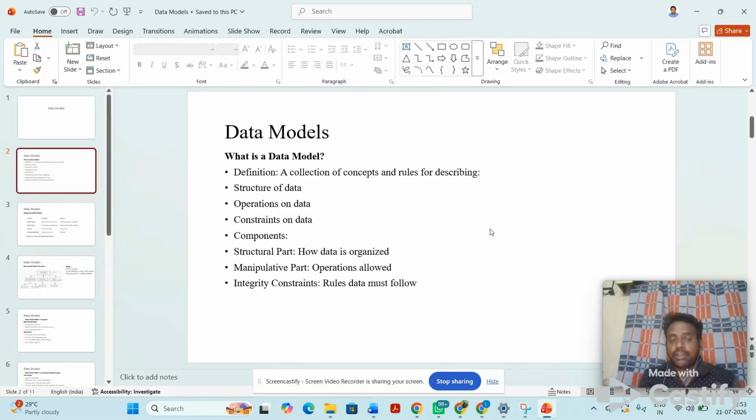What are the major components involved in a data model? The structural part, how the data is organized. Next, who is allowed to access the data, who is allowed to operate on that particular data. And whether the constraints have been followed or not, whether the rules must be followed.